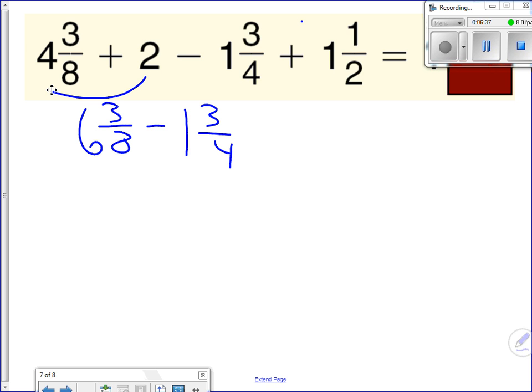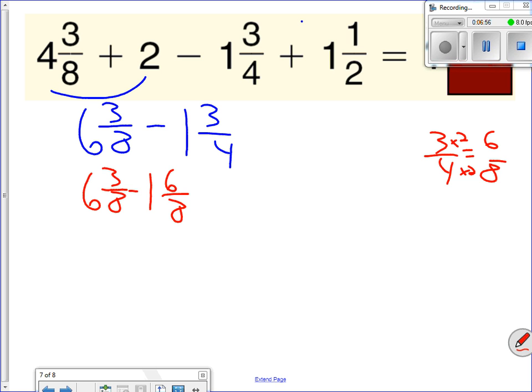So we're subtracting. First of all, is the number on the left larger than the one on the right? It sure is. 6 is bigger than 1. Now we have to find a common denominator. We're going to change 3/4 into an 8, times 2 times 2 gives me 6/8. I'm going to rewrite this problem. 6 and 3/8 minus 1 and 6/8. Now I have common denominators.